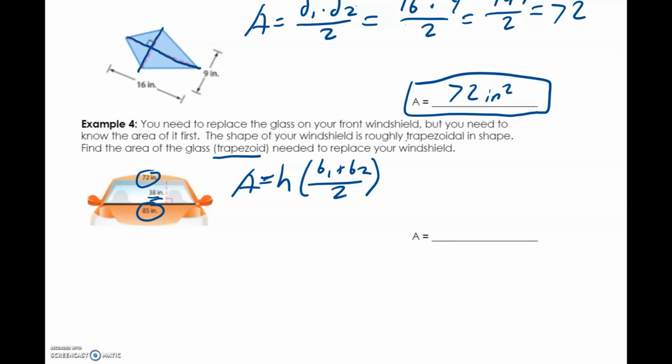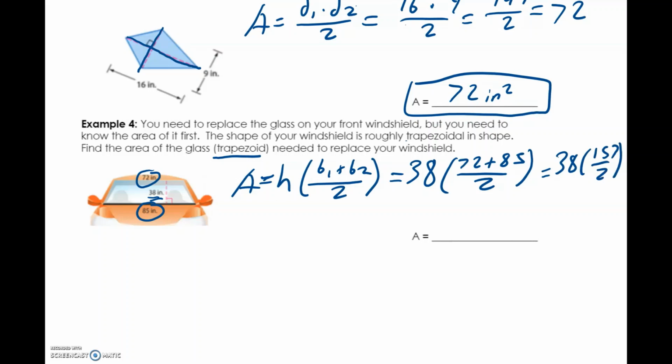So we have all that information. We don't need to find anything, so we're just going to plug that in. So that equals the height, which is 38, times base 1 plus base 2, so 72 plus 85, all divided by 2. And then again, I want to simplify here using order of operations. So first thing, I'm going to add 72 plus 85, which is going to give me 157. So I have 38 times 157 divided by 2. I can do this in my calculator. 157 divided by 2 is 78.5.